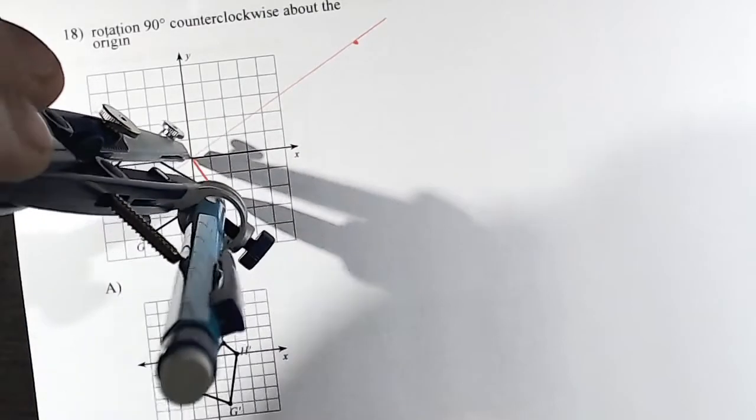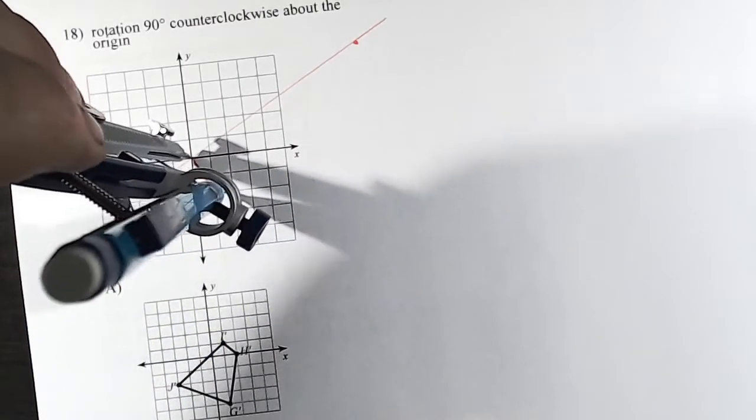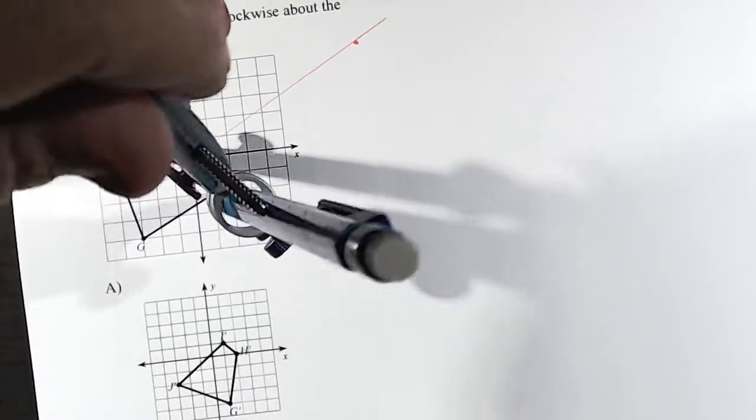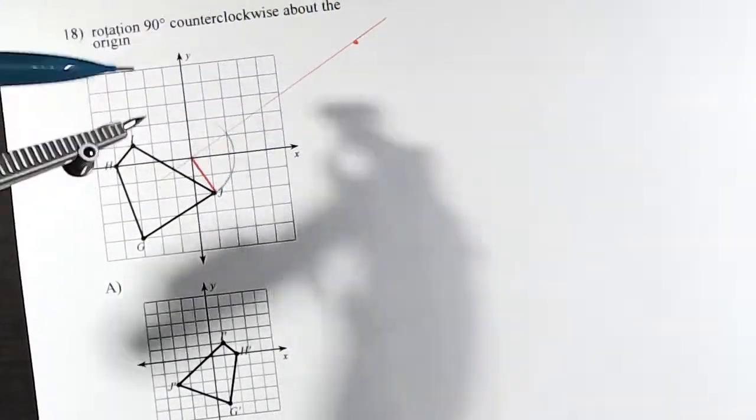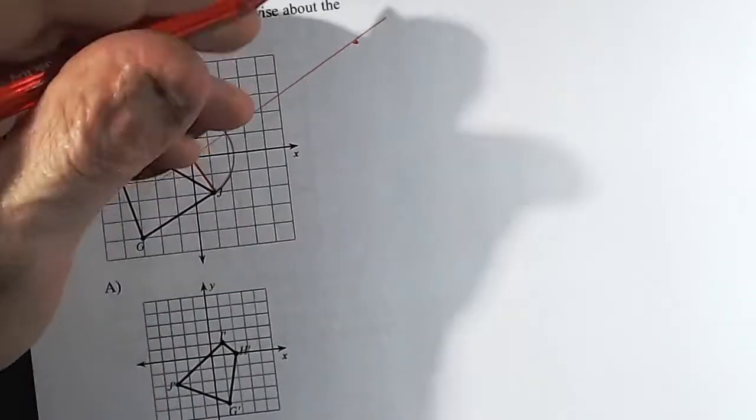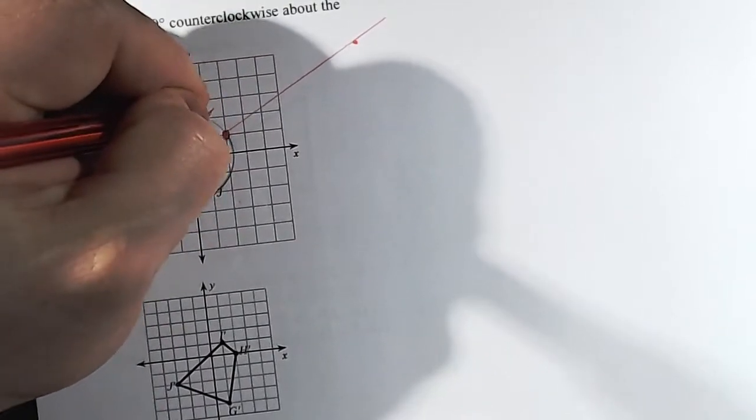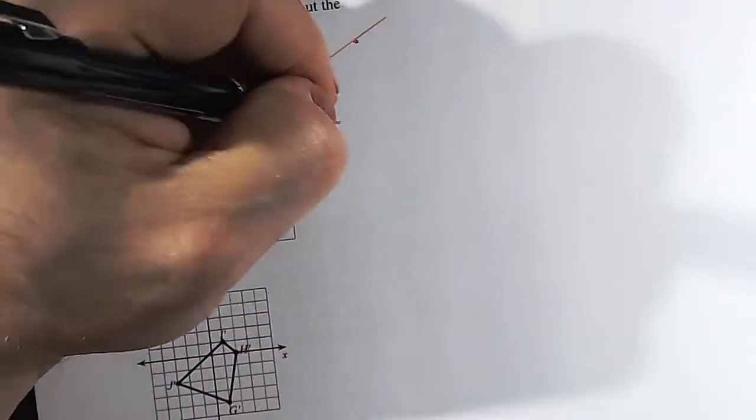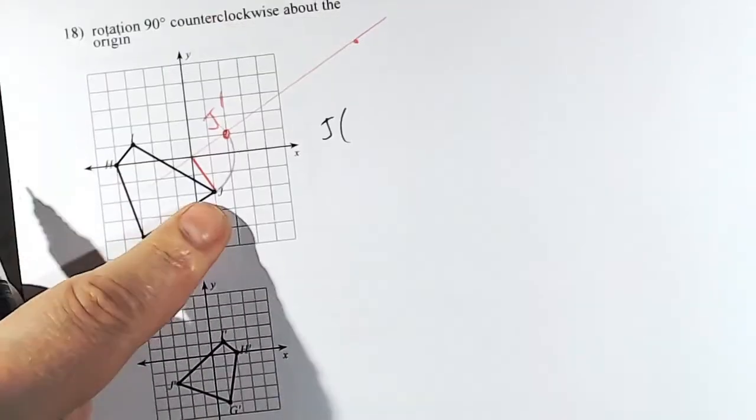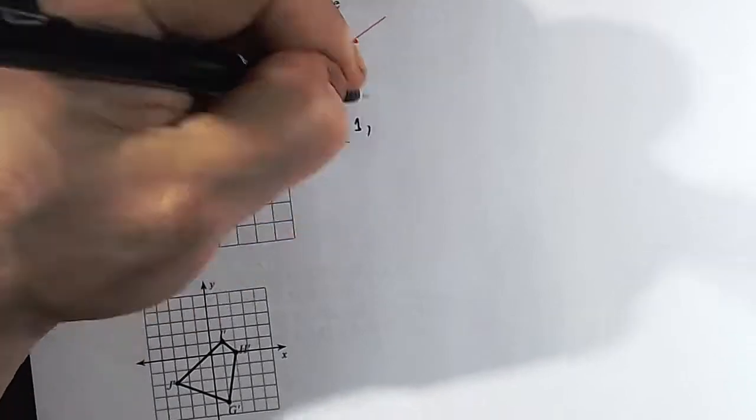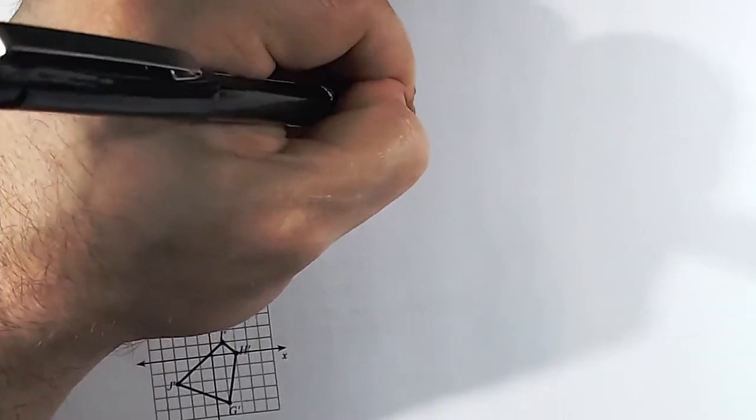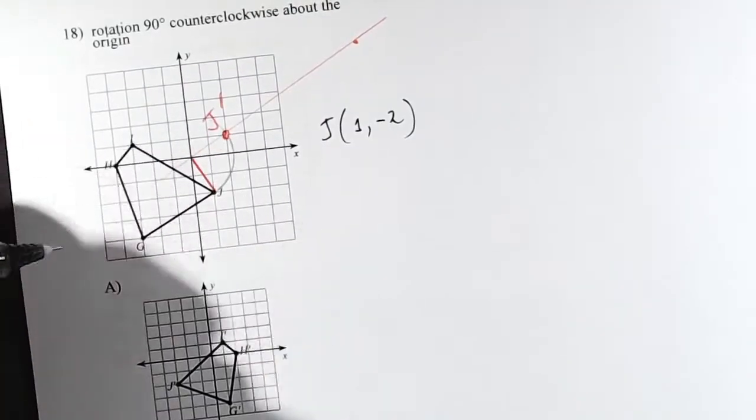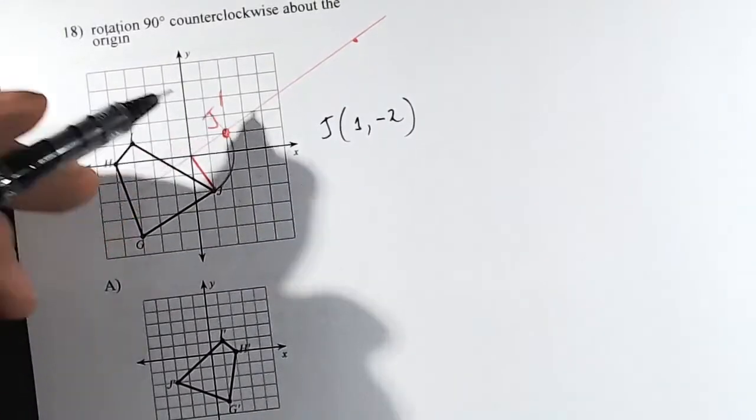But I'll show you a trick because you won't want to waste time using the compass. Rotate that point, and so here's the rotated point J prime. Right here is J prime. Now let me explain what happens. So let's look at the coordinates of J. The beginning coordinates were 1, -2. Now look at the coordinates for J prime. They're 2, 1.